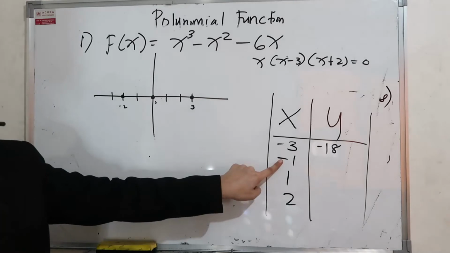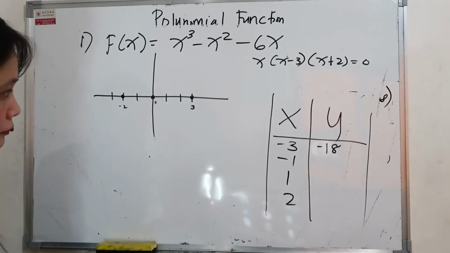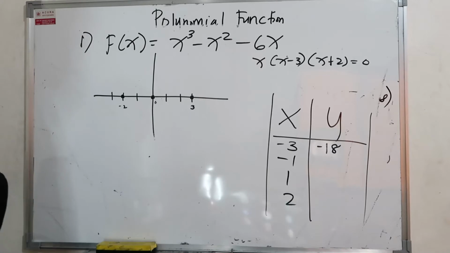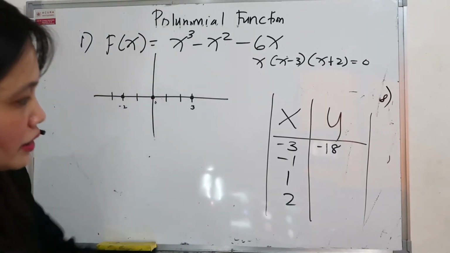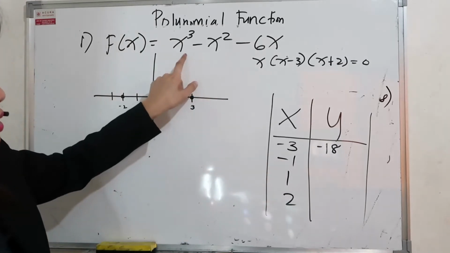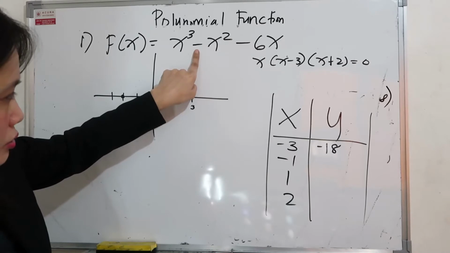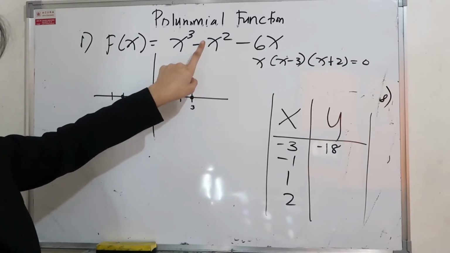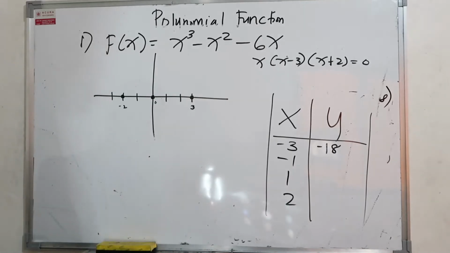If x is negative 1, what is y? Okay, 6. Are you sure? When x is negative 1, we have negative 1 cubed minus negative 1 squared minus 6 multiplied by negative 1. What's the answer?